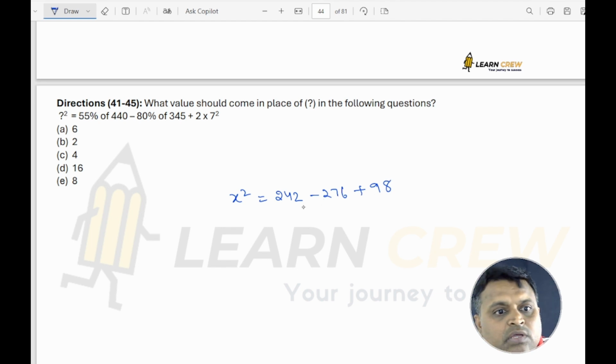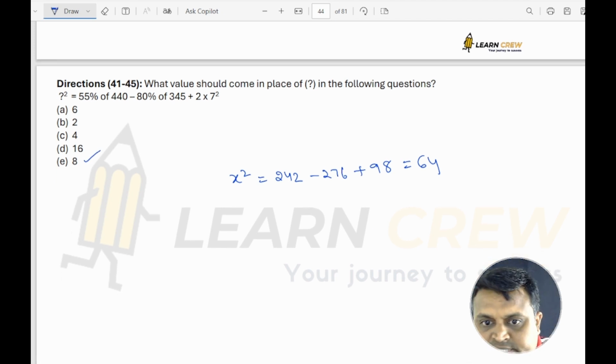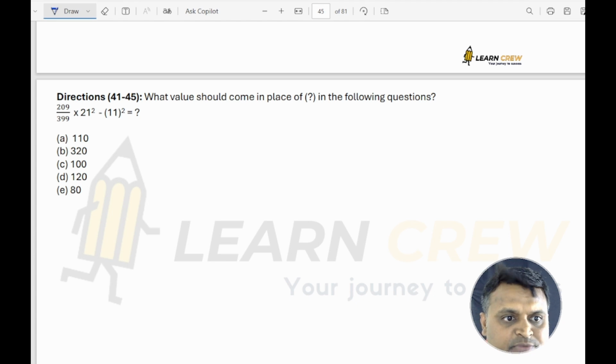So now what is the answer? 242 plus 98 is 340. 340 minus 276 is 64. So x square is 64, so x is 8. Calculations have to be fast.